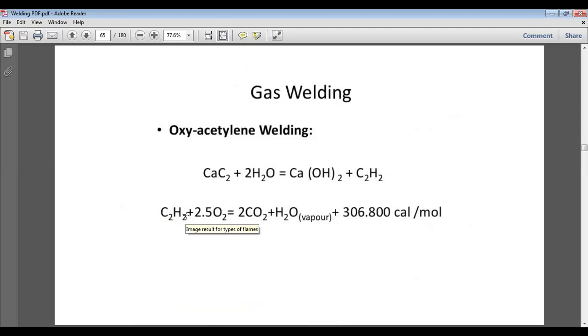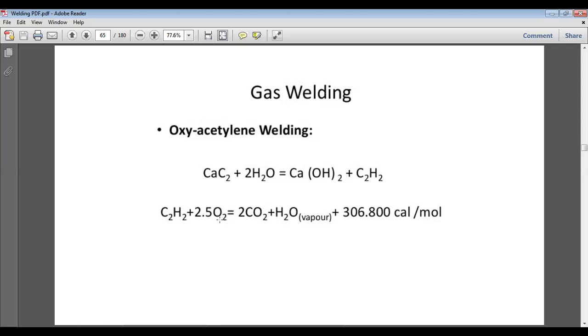Now this is a reaction that is very important that we have to understand. For oxyacetylene welding, calcium carbide plus two molecules of water will produce calcium hydroxide plus C2H2, and this C2H2 is acetylene.